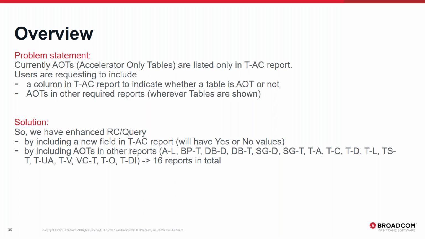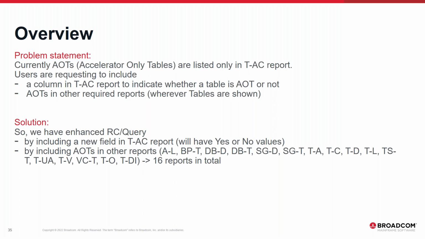So we have made changes to RC query by including a new field, or a kind of column, in TAC report, just to show whether that particular table is an accelerator only table or not. So technically that will usually have two values, either yes or no. If that table is AOT, or accelerator only table, then it will have the value as yes, and otherwise it will have the value as no.